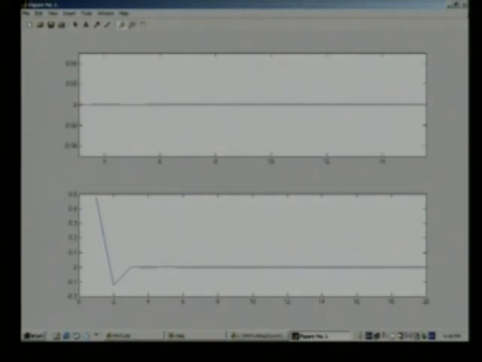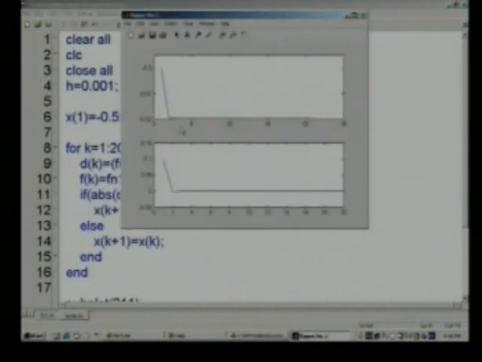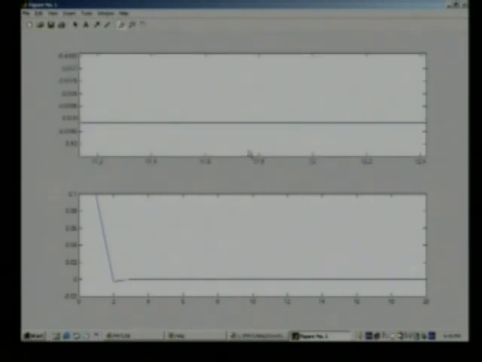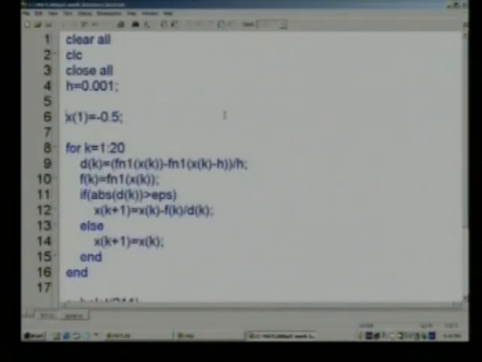We are not getting the other solution. Now let me take a point, minus 0.5. Let us see. It has gone to minus 0.519, of course. That means the final zero where it is going to give you the solution depends upon the initial value of this guess. So let me take this initial value x0 from the keyboard.